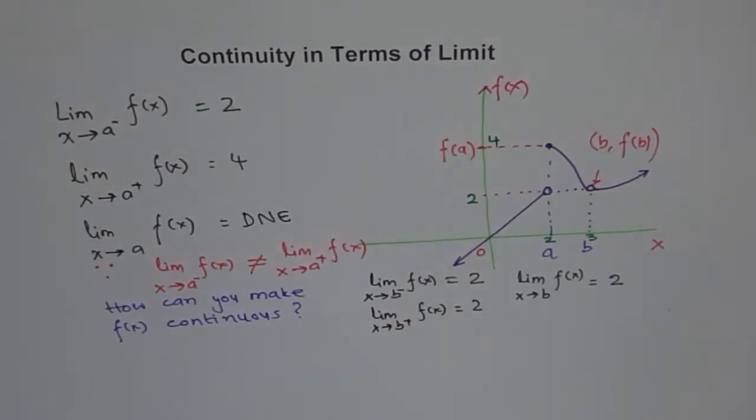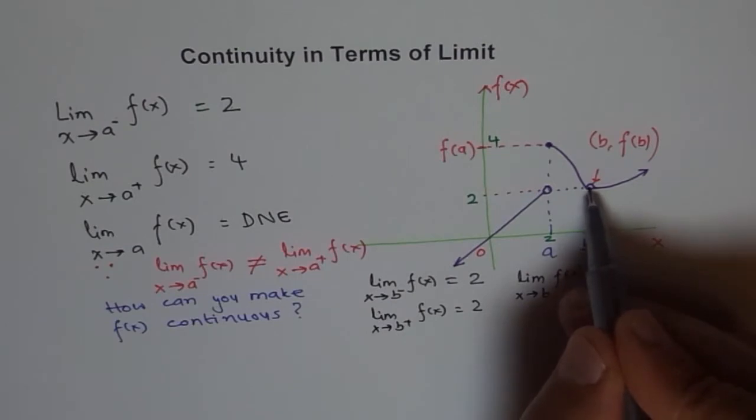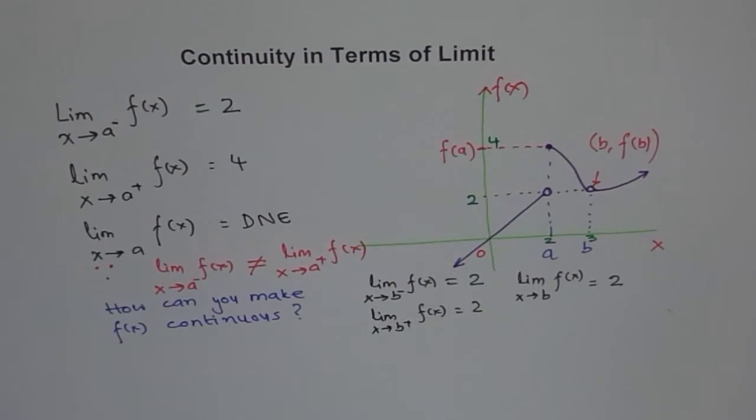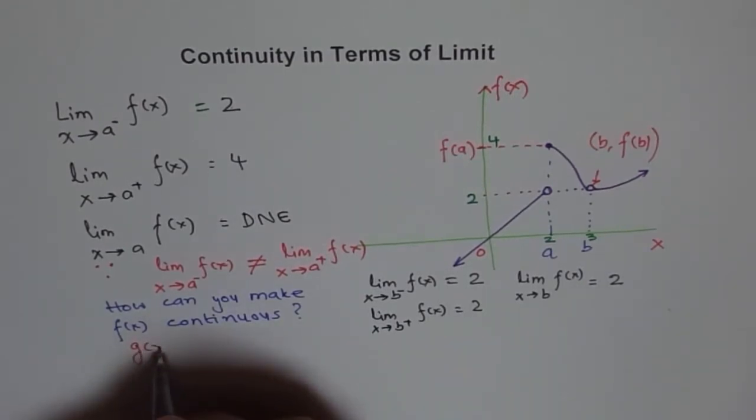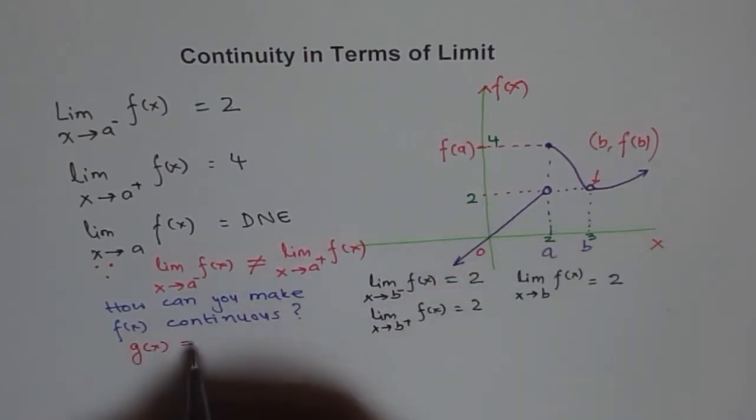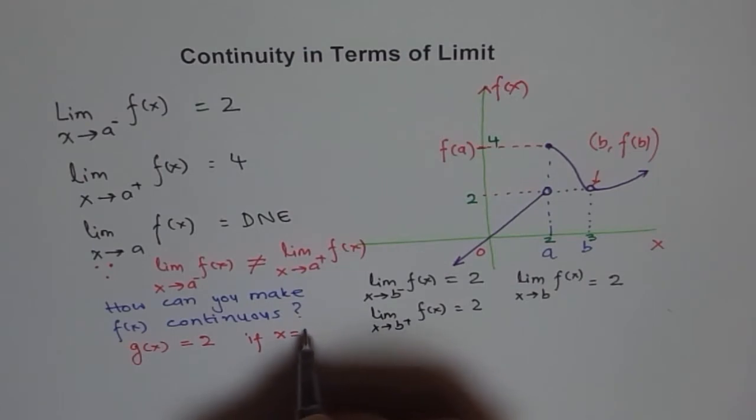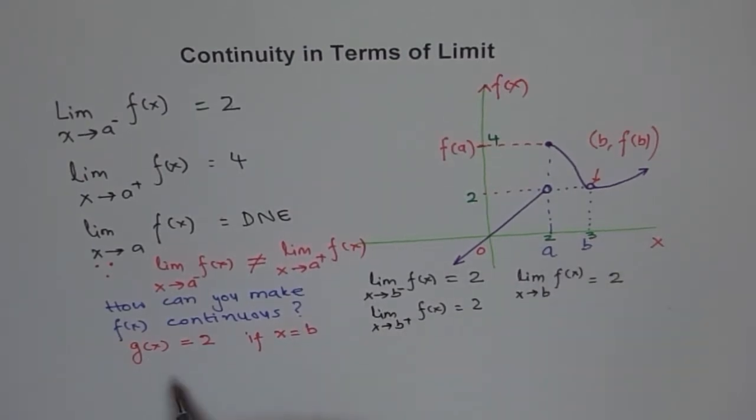The only way you could make it continuous is to define another function so that it has a value at b which matches with this limit. Only then it could be defined, right? So the answer is only if I define another function g of x, which is equal to 2 if x is equal to, let me say b, which is 3 in this case.